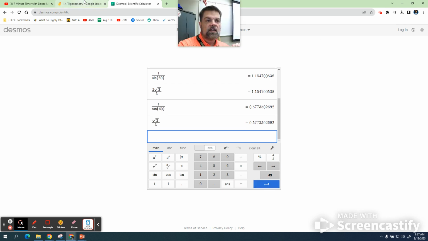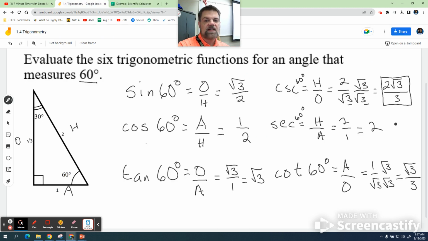Okay. So that's how you find the exact value. Now these are the exact values. What we did in the calculator are the approximations. Okay. The square root of 2 is an irrational number. That means that decimal goes on forever and it never repeats itself.